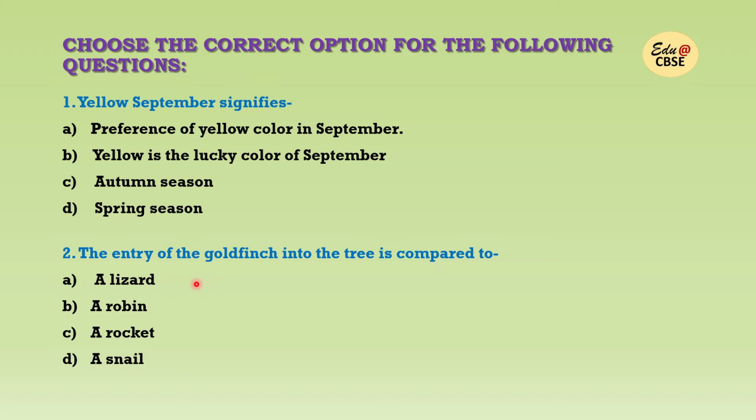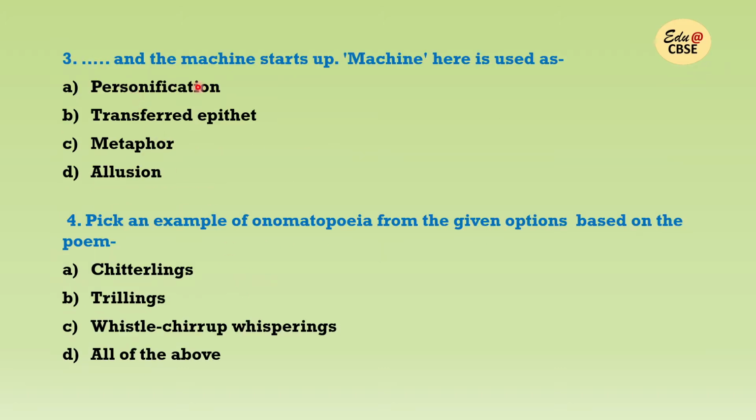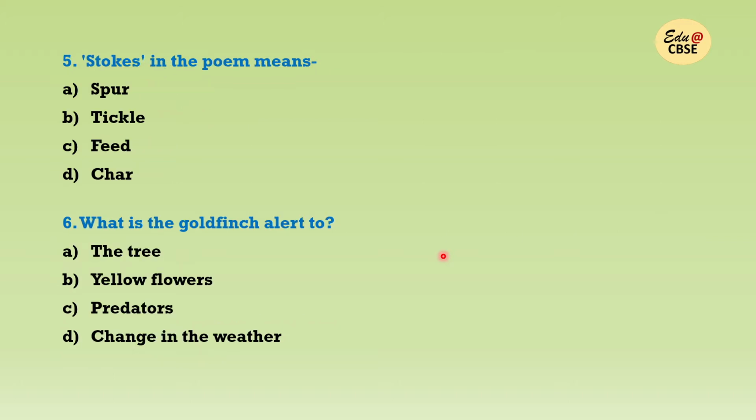So first one, yellow September signifies. Second, the entry of the goldfinch into the tree is compared to. Third one, and the machine starts up. So machine here is used as. Fourth, pick an example of onomatopoeia from the given options based on the poem. Then Stokes in the poem means.